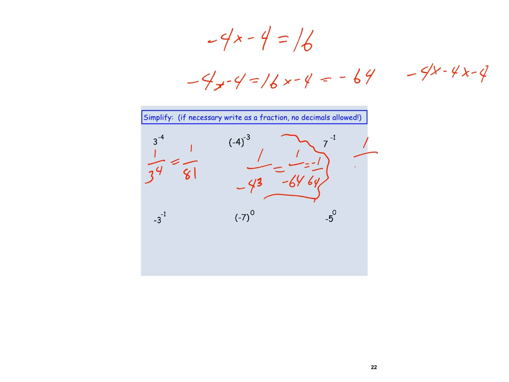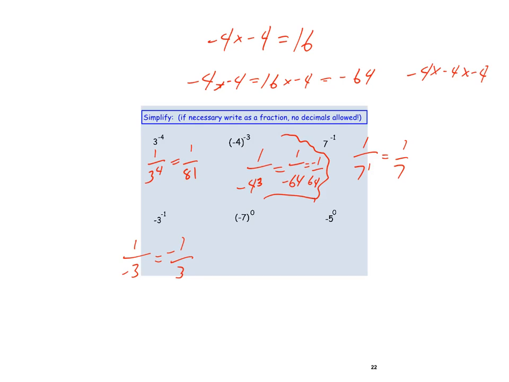7 to the negative 1 is just 1 over 7. You could say 1 over 7 to the 1, but it's really 1 over 7. Negative 3 to the negative 1 would be 1 over negative 3, which is the same as negative 1/3. Okay. So you get the negative 3 to the negative 1. Again, keeps that negative.